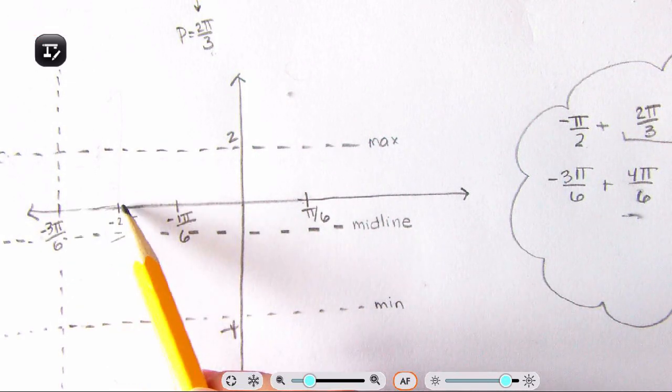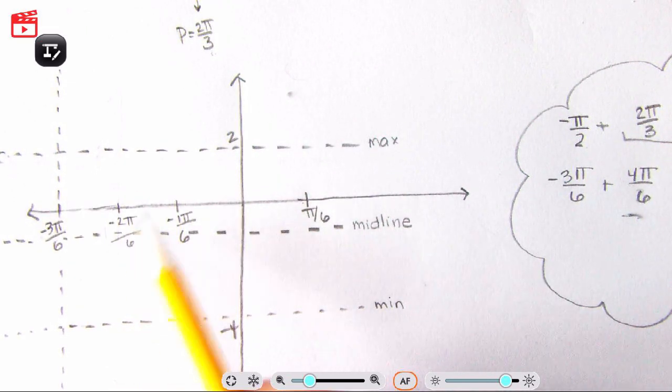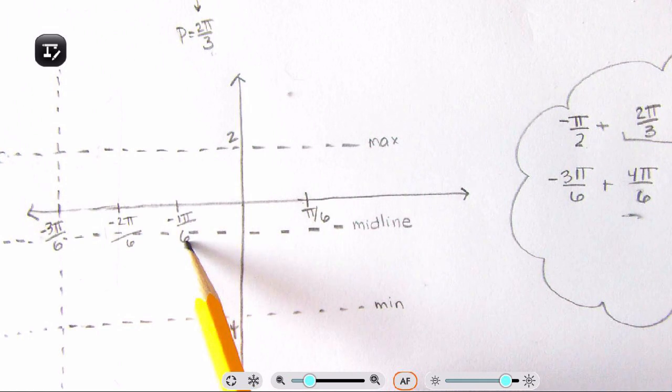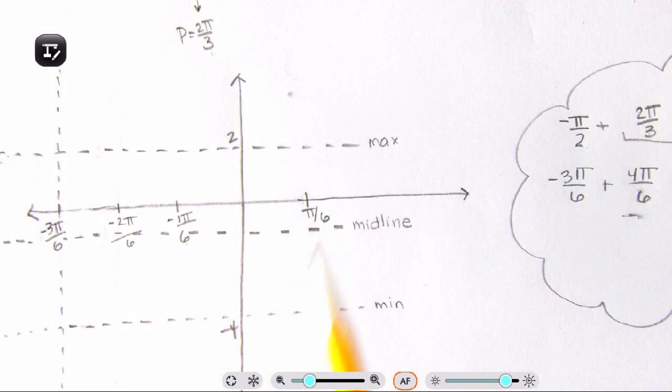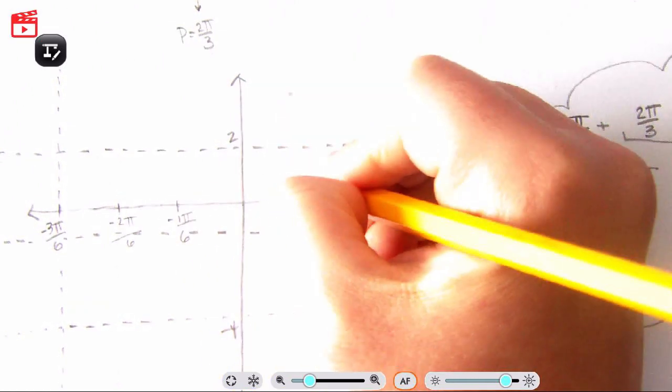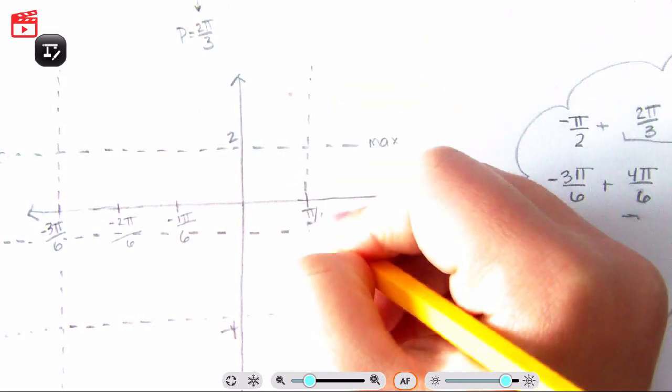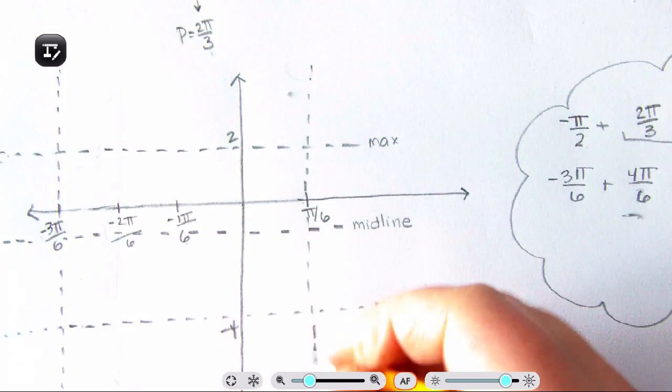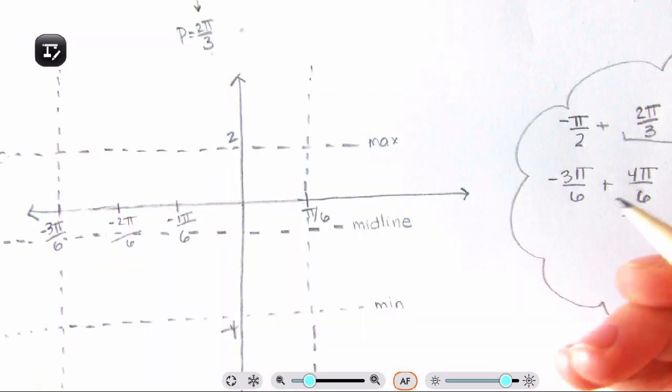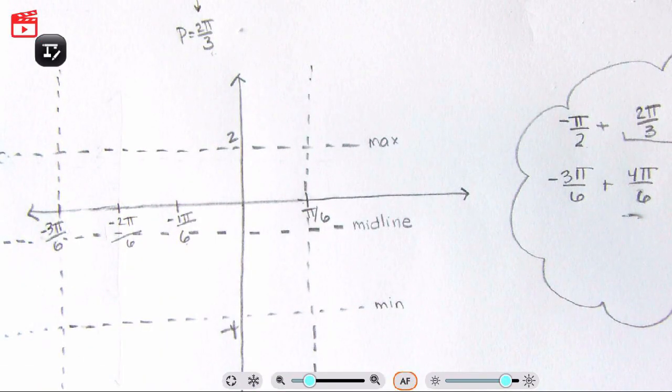So if I go a distance of pi/6, I'm at negative 2 pi/6. If I go a distance of pi/6, I'm at negative pi/6. If I go a distance, I'm here. So then here is our ending. So we know where we start, we know where we end. All right, now what are we?